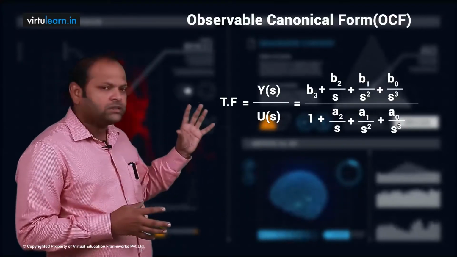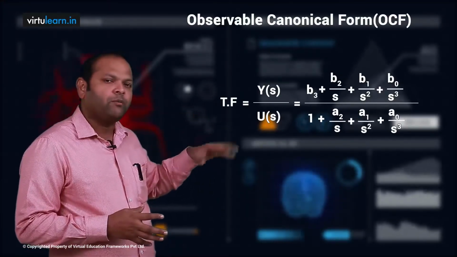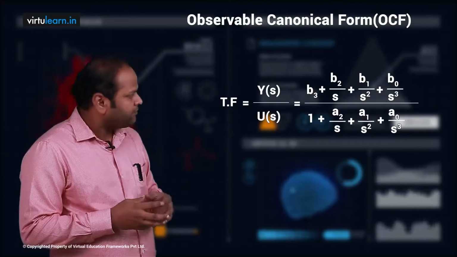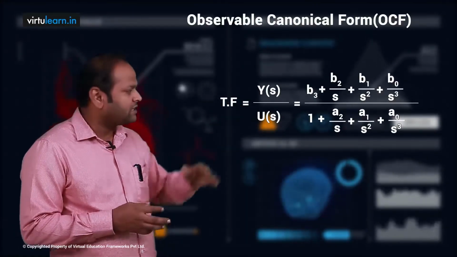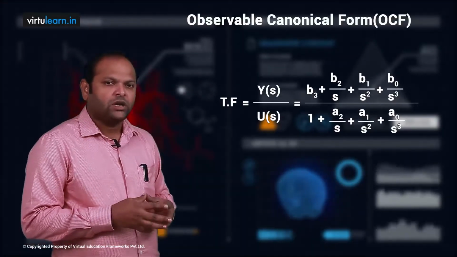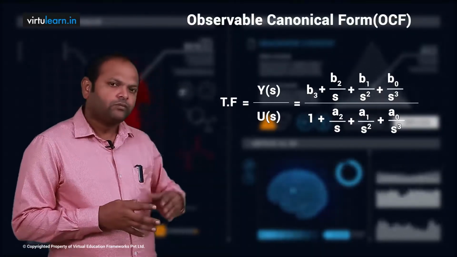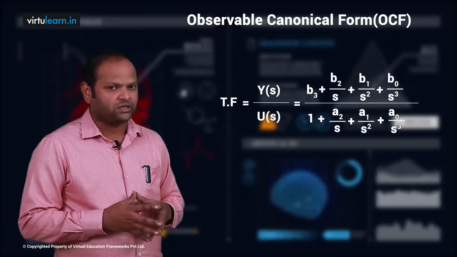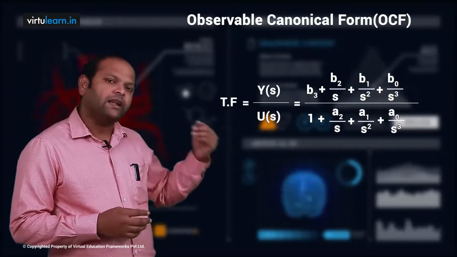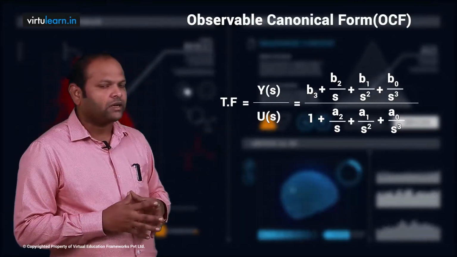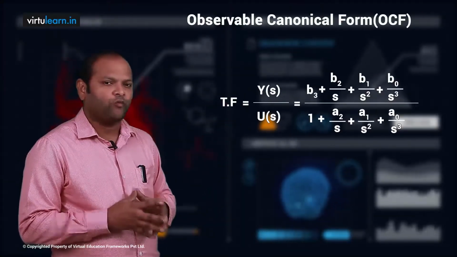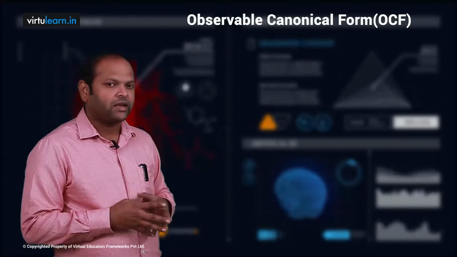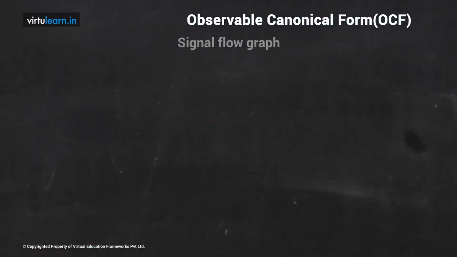When you look at this, it is in the form of Mason's gain formula, which means the numerator terms are your forward paths, and the denominator terms are the individual loops. Here assume that there are no non-touching terms, and also the delta 1, delta 2, delta 3 in Mason's gain formula are going to be 1. With that assumption, I can very easily build the signal flow graph.